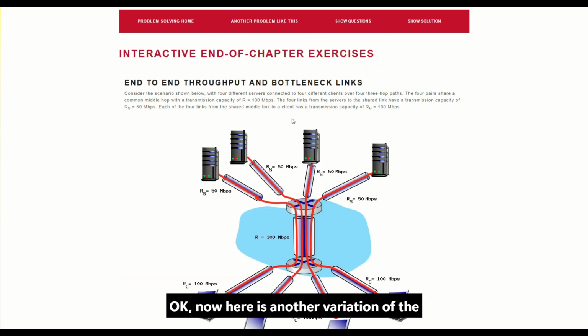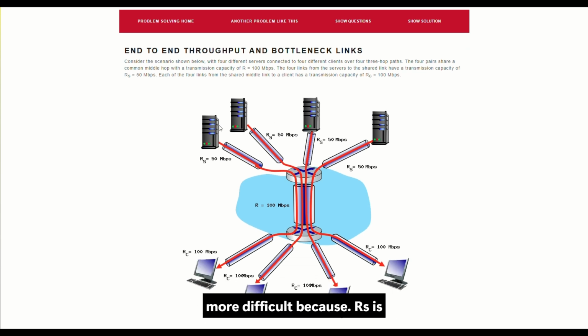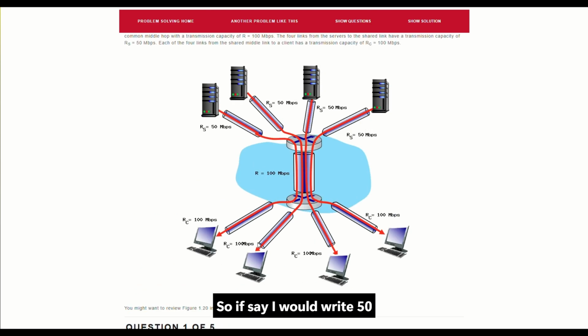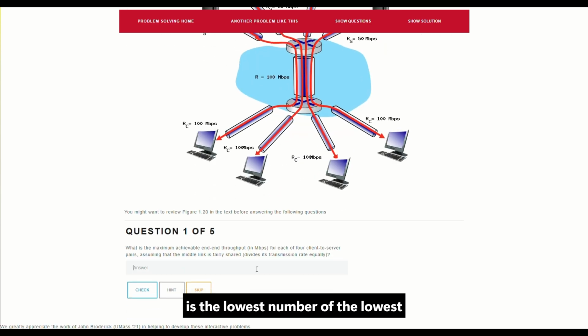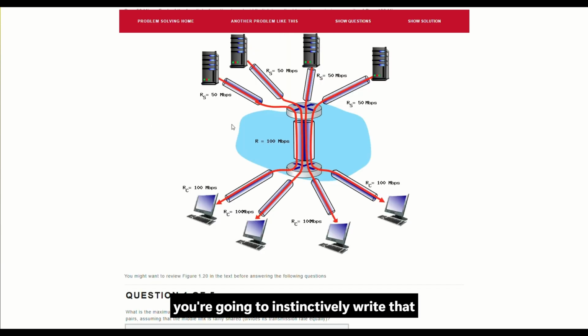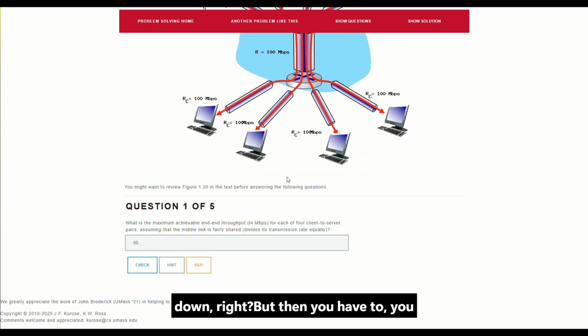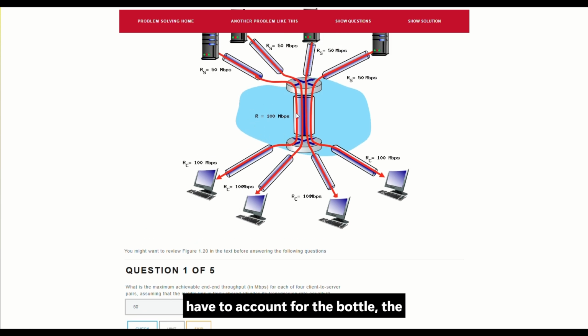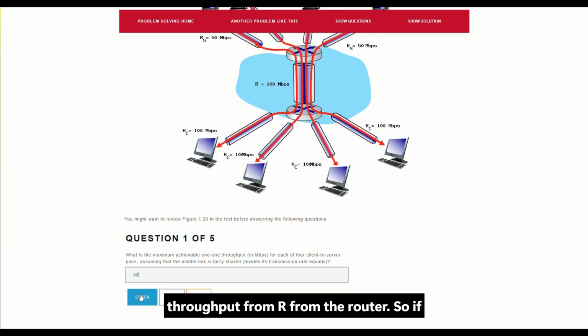Okay, now here is another variation of the question, but this time it is a bit more difficult because RS is 50, R is 100, RC is 100, right? So if, say, I would write 50, because 50 of course is the lowest number, you're going to instinctively write that down, right? But then you have to account for the throughput from R, from the router. So if I check, yeah, it's correct. It's not correct. Sorry, it's not correct.